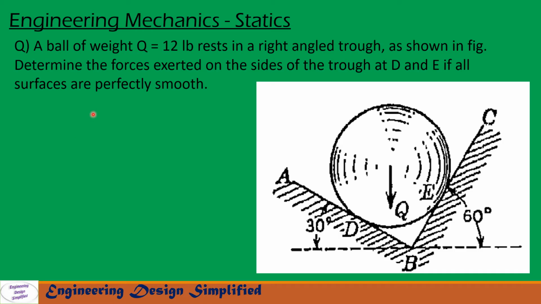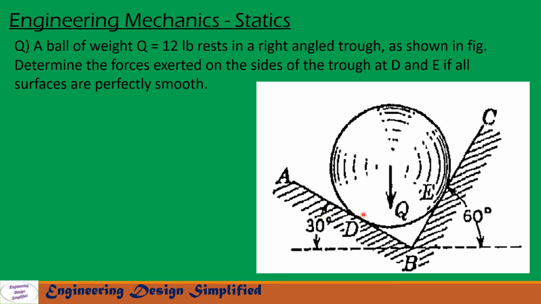Today's problem is a ball of weight Q equal to 12 lb rests in a right angled trough as shown in figure. Determine the forces exerted on the sides of the trough at D and E if all surfaces are perfectly smooth. So here is a right angled trough, that is channel. So a ball of weight 12 lb is resting in this channel. So this side of the angle is 60 degrees and this side of the angle is 30 degrees.